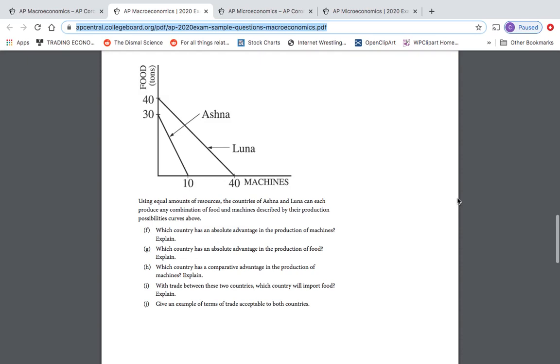F says which country has an absolute advantage in the production of machines. You're just looking at who can produce more. That's how absolute advantage works. It's so simple. Again, this is going back to Noble 1. G, same thing, absolute advantage, but that's for food. Part H, it says which country has the comparative advantage in the production of machines. So now you're using the opportunity cost. So lower relative opportunity cost, that is comparative advantage.